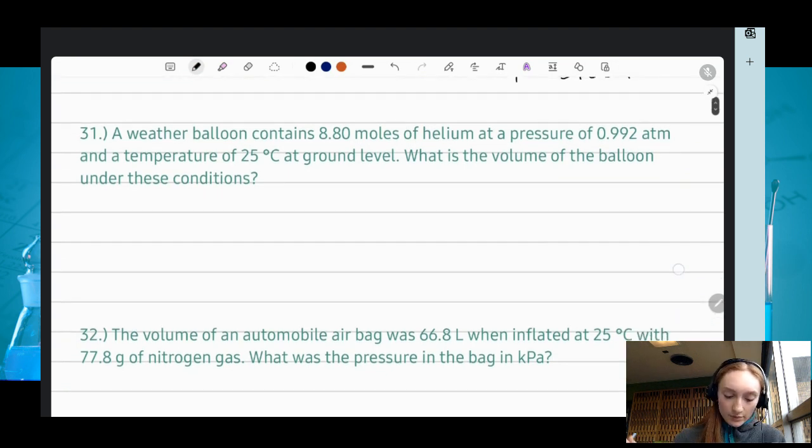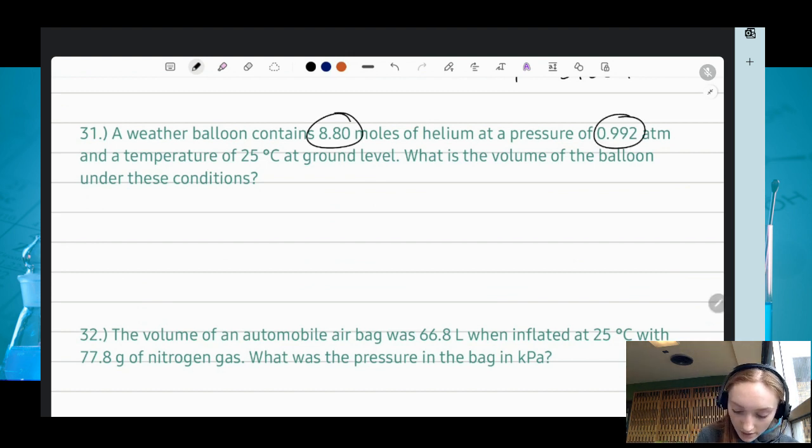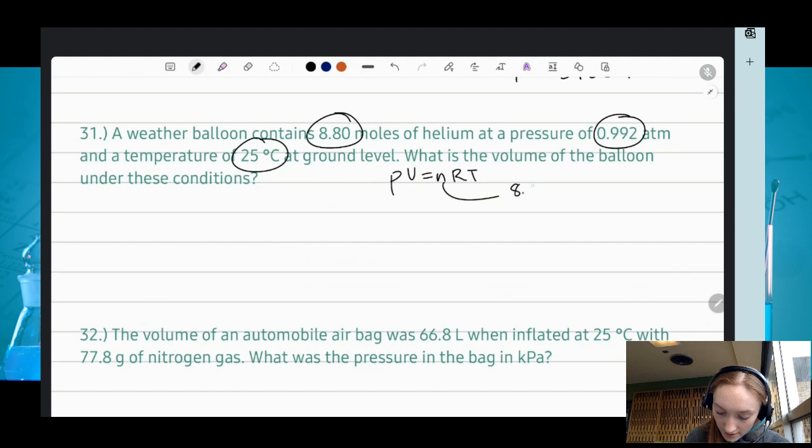So 31 reads, a weather balloon contains 8.80 moles of helium at a pressure of 0.992 atmospheres and a temperature of 25 degrees Celsius at ground level. What is the volume of the balloon under these conditions? Okay, so we are given, I believe, three values of what we need to put into our equation, and it's the same one as before. PV equals nRT, and we have the amount of moles, so that's the 8.80.